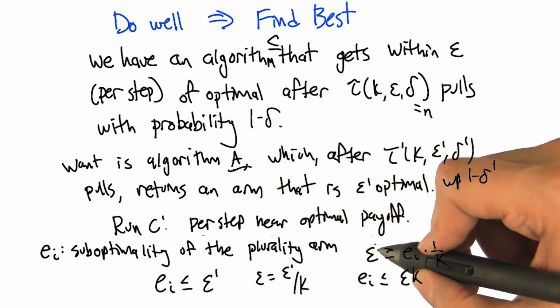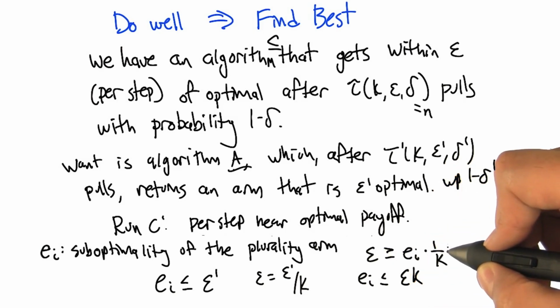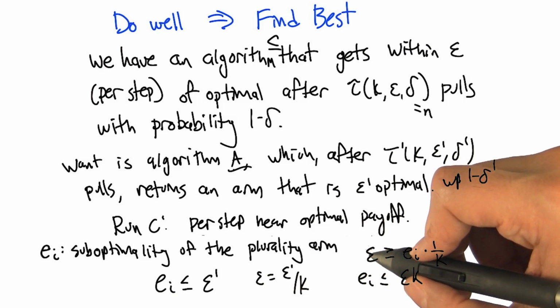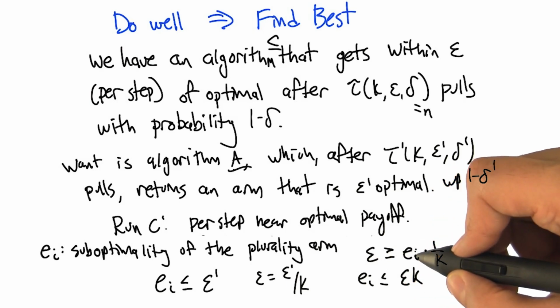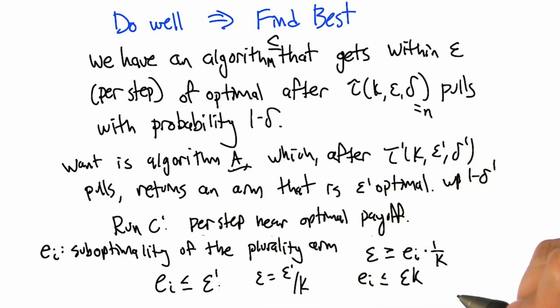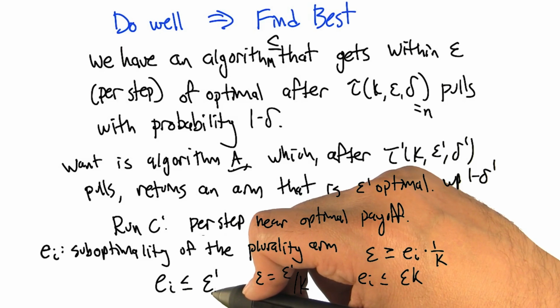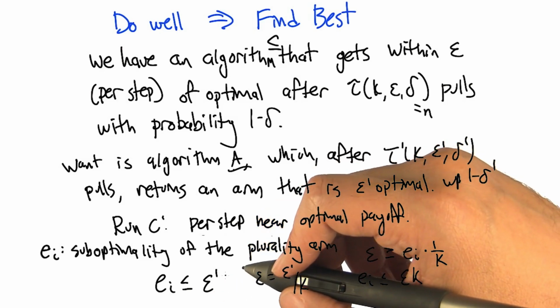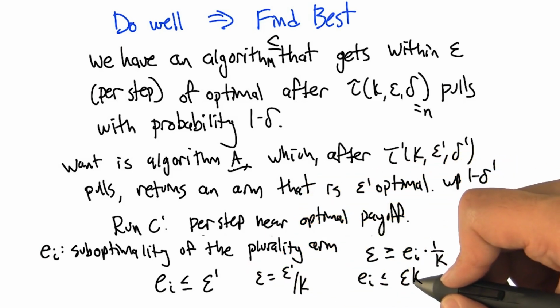So over here, epsilon over k greater than or equal to this implies that epsilon is greater than or equal to E sub I, which is exactly what we wanted. So this implies the right thing. Right, and in fact, you could get epsilon equal to epsilon prime over k just by doing algebra, right? You got e sub I less than or equal to epsilon prime, and we know that e sub I is also less than epsilon times k, so we want epsilon times k to be less than or equal to epsilon prime. Therefore, epsilon is equal to epsilon prime divided by k.